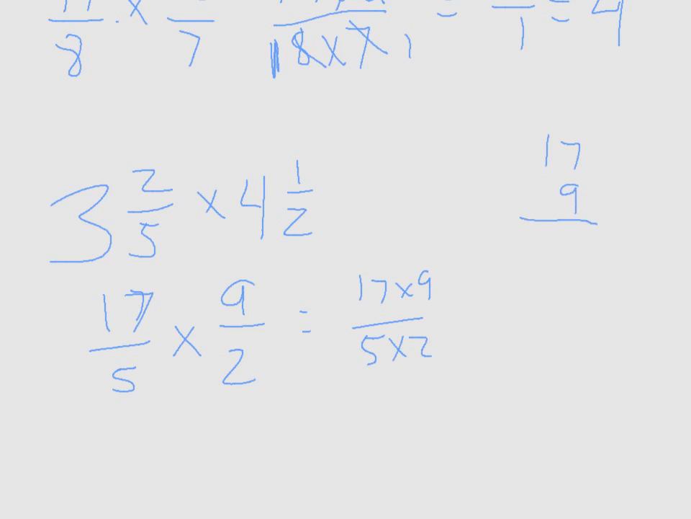7 times 9 is 63. 1 times 9 is 9, plus 6 is 15. So I get 153 over 10. Good news is that I can figure out how many 10s go into 153 really easily. That's 15 with 3 left over, so 15 3/10. I'm going to give you 2 to work on your own.